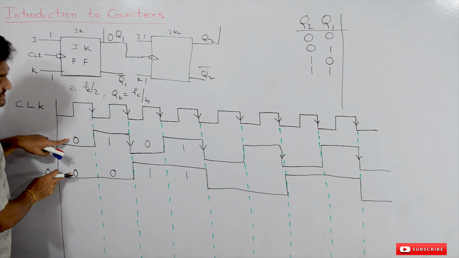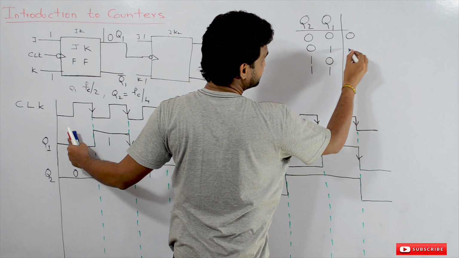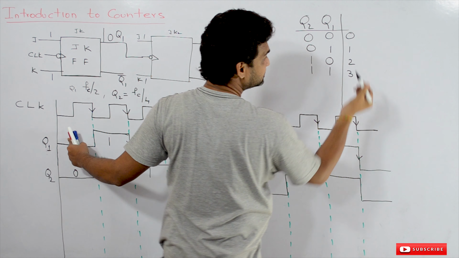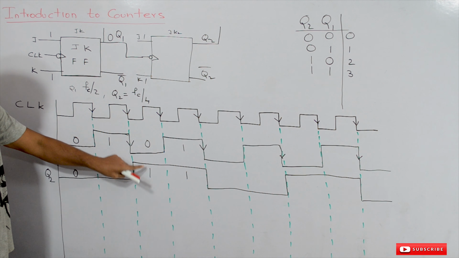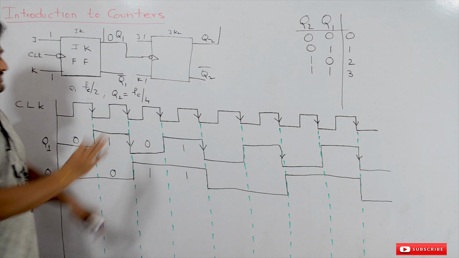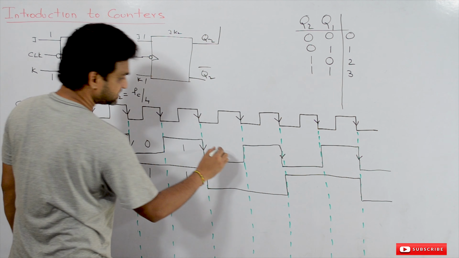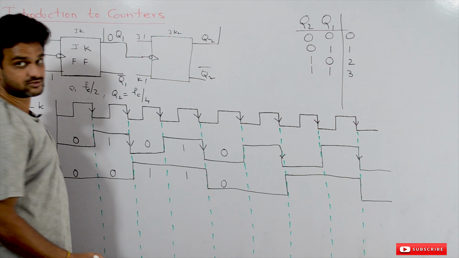Initially, the decimal equivalent of this is 0. The decimal equivalent of this is 1. This is 2 and this is 3. See how the counting is happening. And if you continue to produce the clock, see what happens at the output. So what happens at the output is 0, 0.